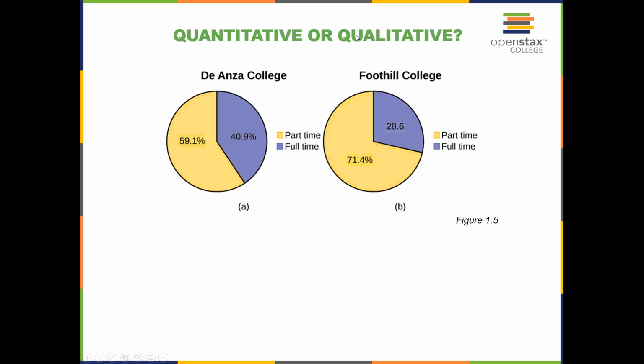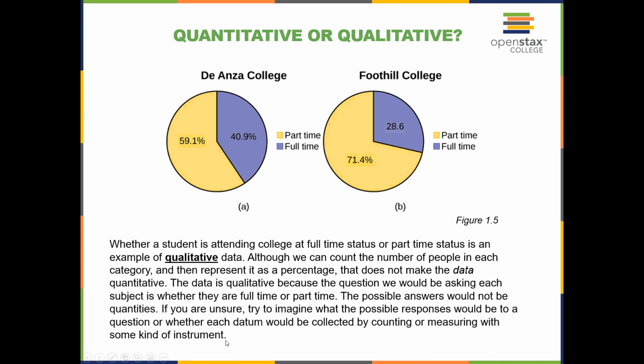Is this quantitative or qualitative? Let's identify the variable, the question that would be asked. So it looks like we're talking about students again as subjects. We have De Anza College and Foothill College, and the students were all asked whether they were part-time or full-time. So the variable is the student's status, part-time or full-time. The question would be, what is the status of the student, and the data answers that you could receive would be part-time or full-time.